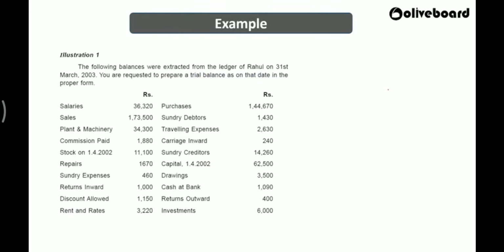Here I have given an example for your trial balance. We will try to solve it. The following were extracted from the ledger of Rahul on 31st March. You are required to prepare a trial balance. Salaries, sales. Guys, understand, salaries and the like will have a debit balance. Why? Because this is an expense. How it is an expense, we have explained in our previous video itself. Sales is an income, so it will have a credit balance. Plant and machinery, asset, debit balance. Commission paid, debit balance. Opening stock, debit balance. Repairs, sundry expenses, debit balance, because they are expenses.